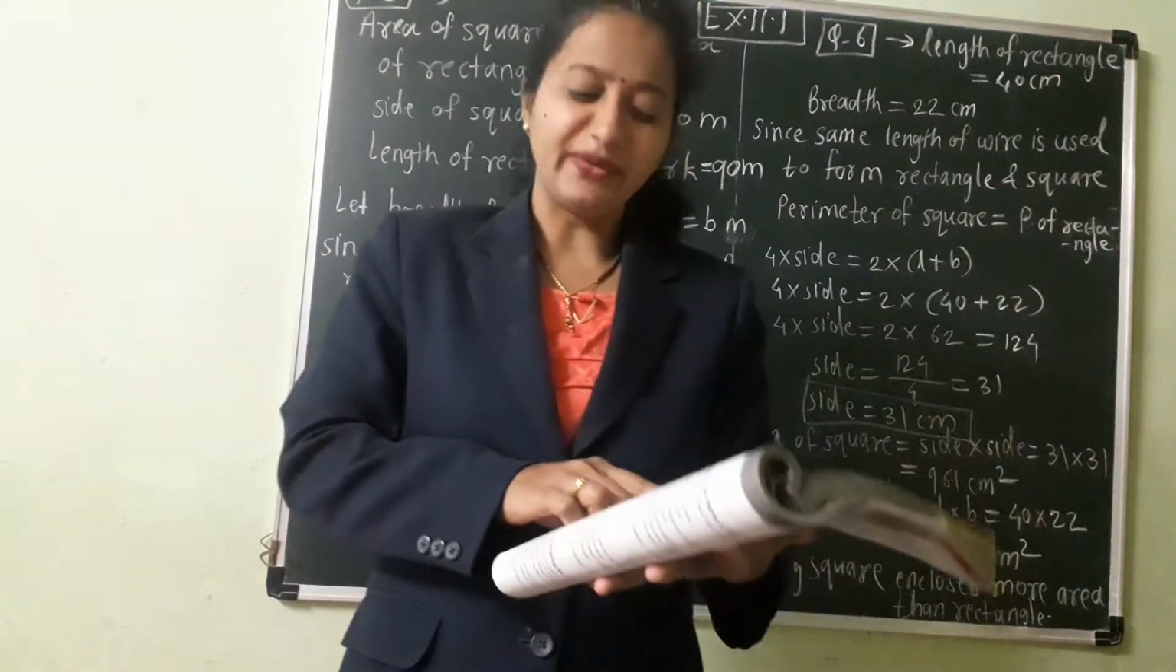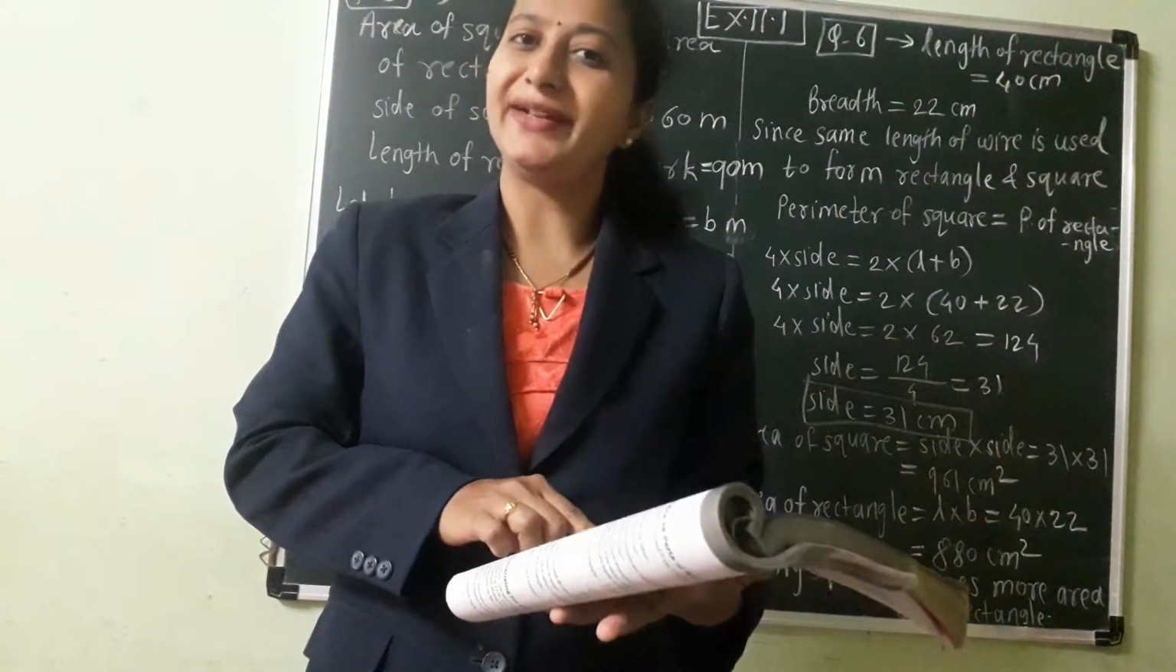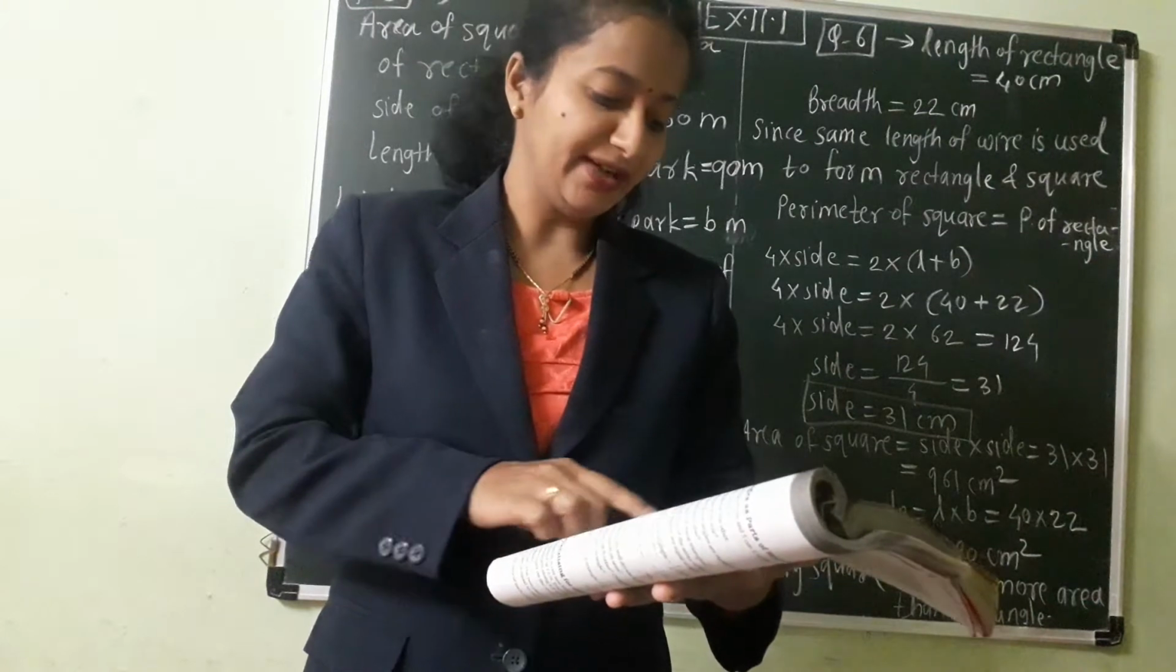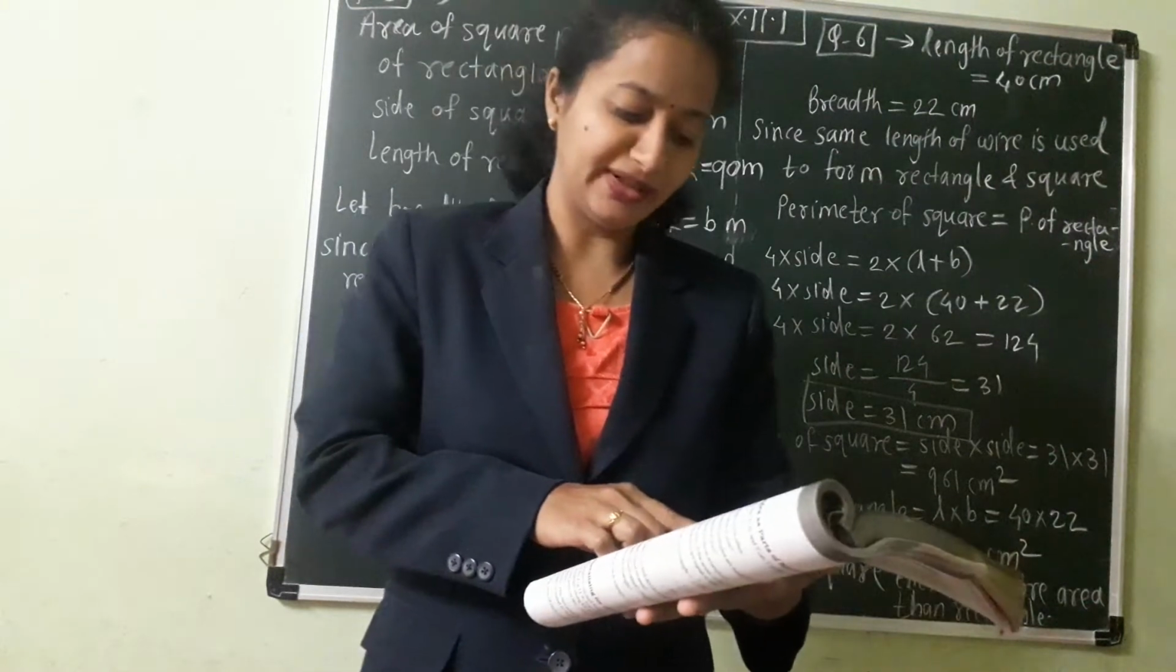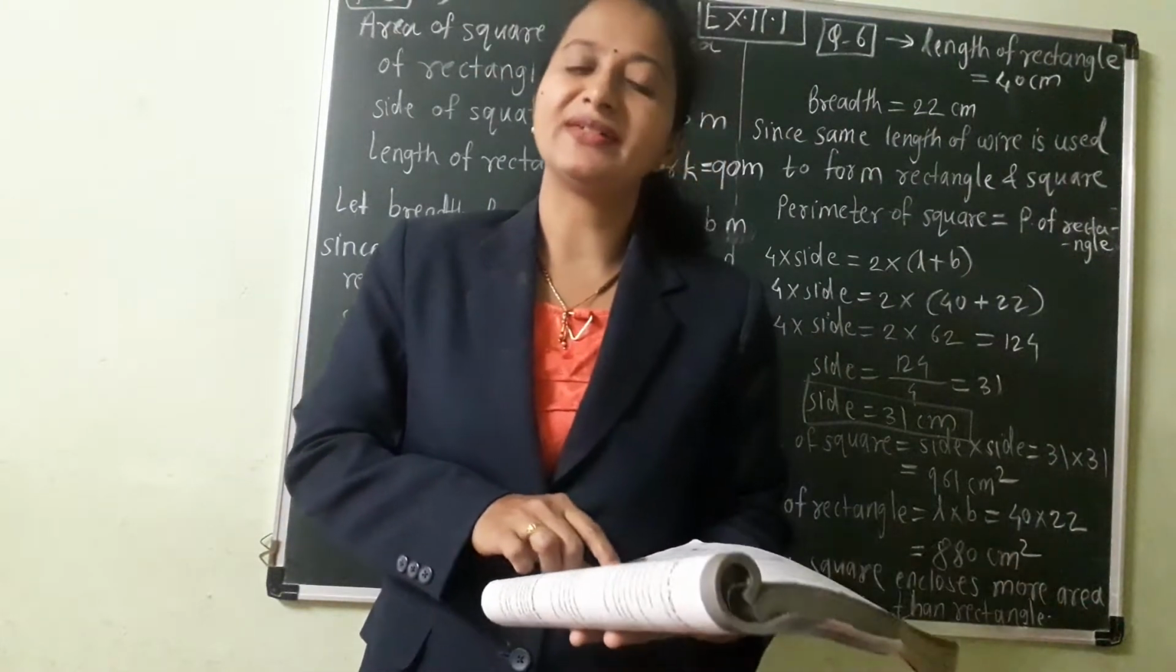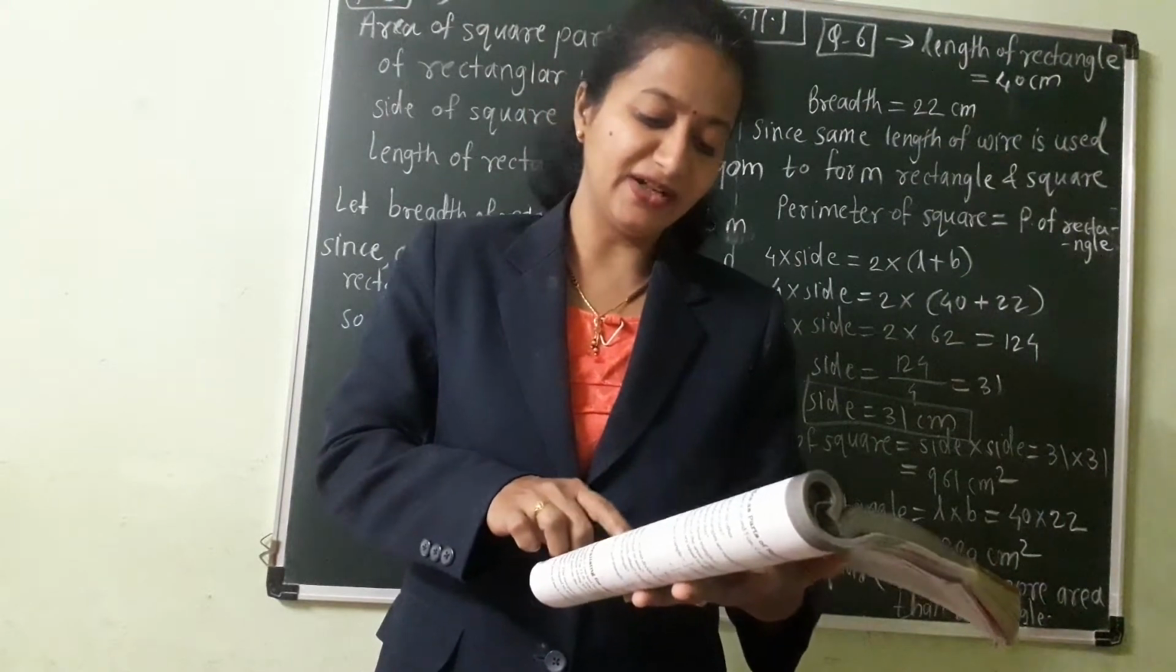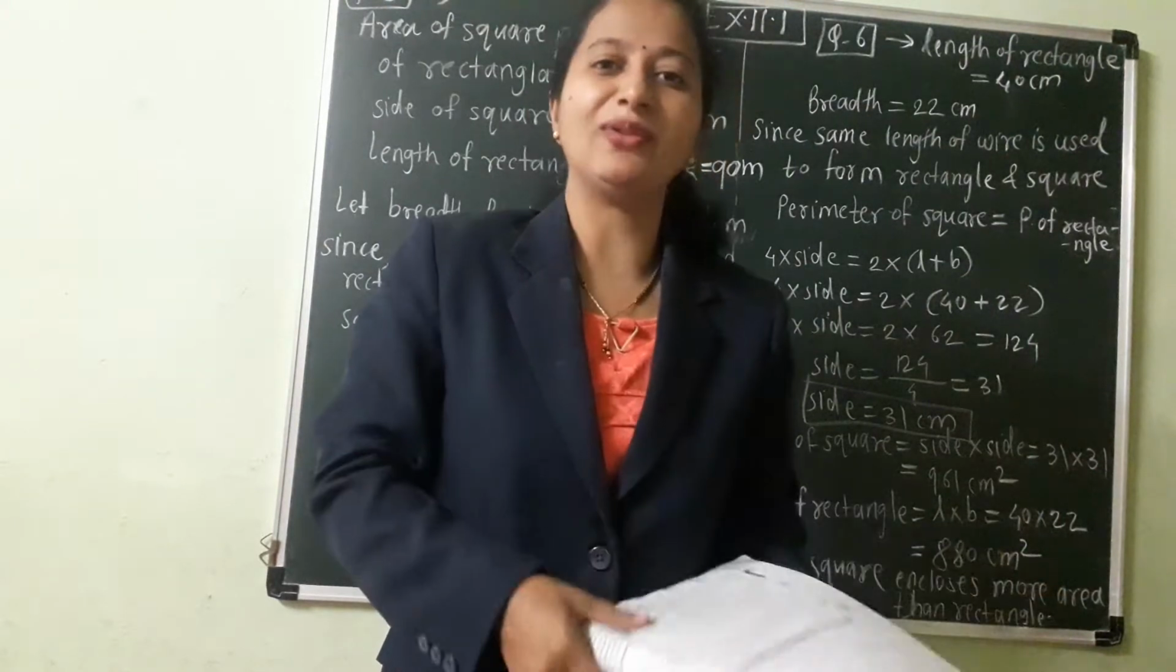Today we are going to see exercise 11.1 question number 5. The area of the square part is the same as the rectangular part. If the side of the square part is 60 meter and the length of the rectangular part is 90 meter, find the width or breadth of that rectangular part.